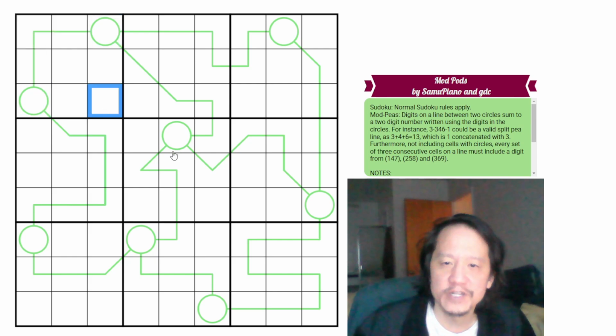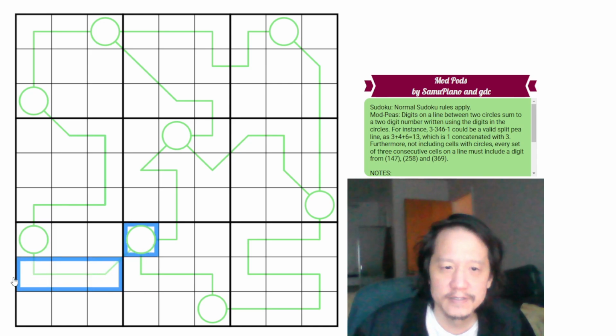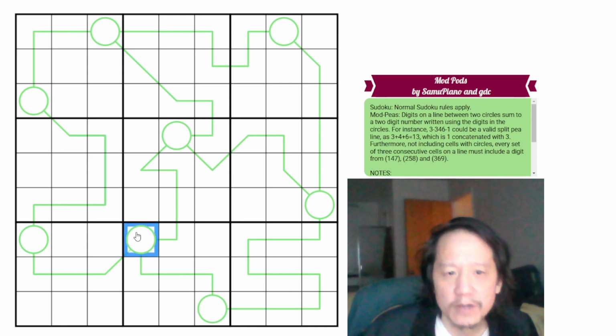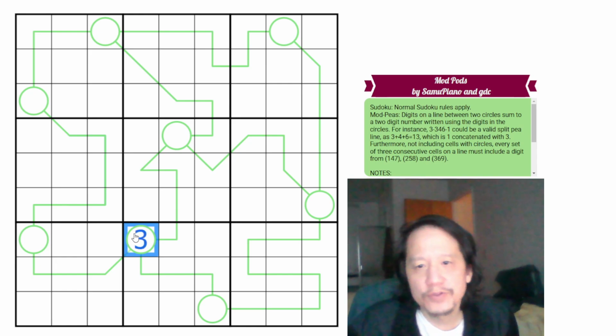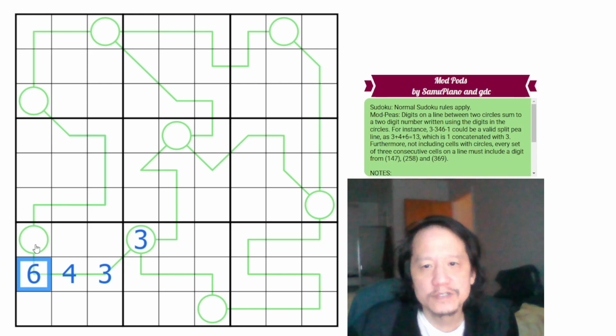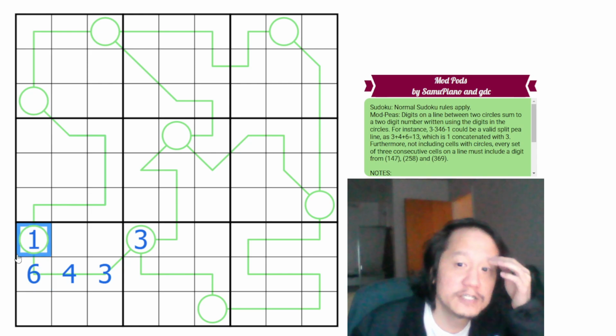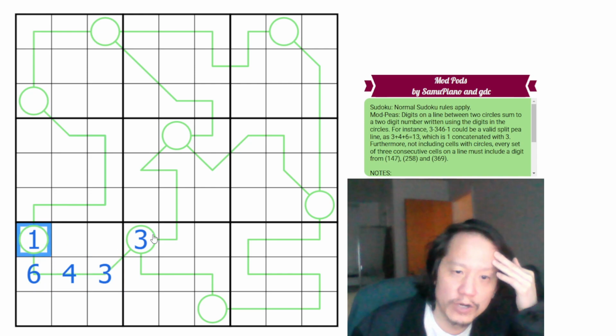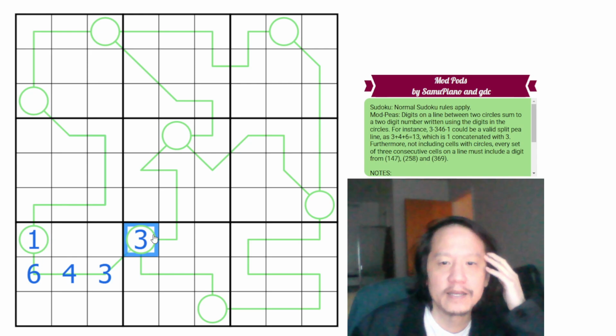For instance, let's see if we can fit this. No, we can't. Oh, maybe we can. Okay, we can do it here, I think. Yeah. So for instance, 3, 3, 4, 6, 1 could be a valid split P line. So this is mod P's and split P's. So this could be a valid line because 3, 4, and 6 equals 13, which is 1 concatenated with 3.